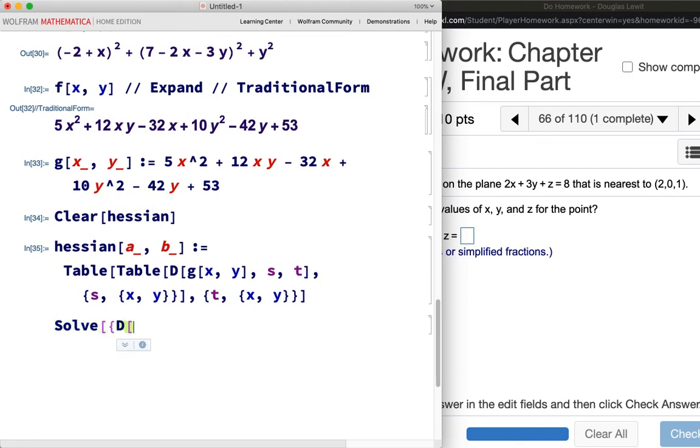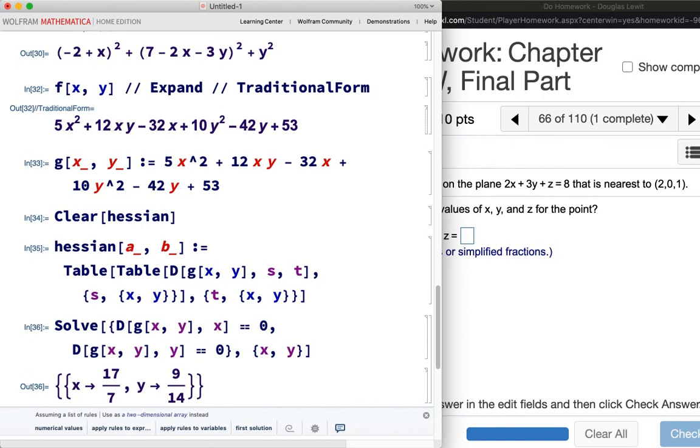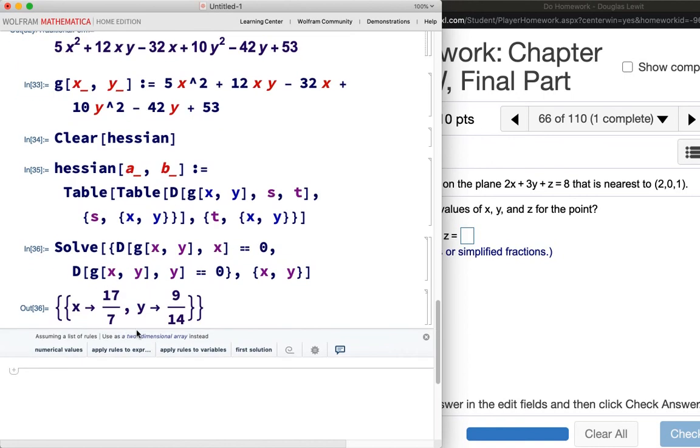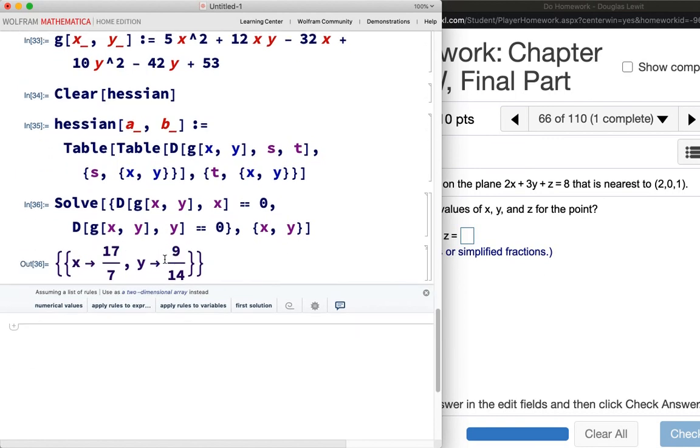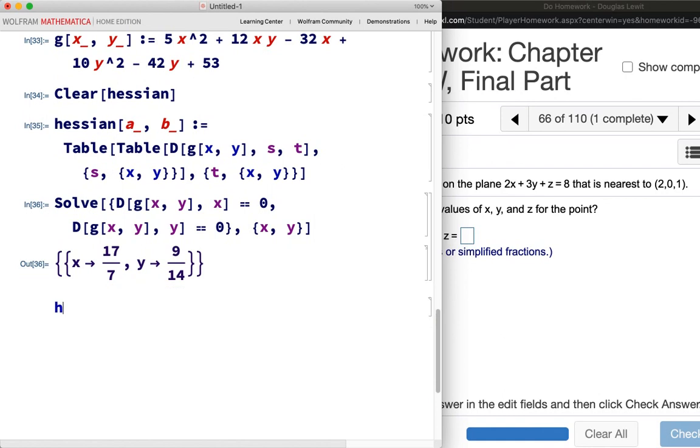So we're going to have the derivative of g of x and y with respect to x equal to 0, and the derivative of g of x and y with respect to y equal to 0. And I'm looking for x and y. Okay, there's only one possible point, so this has to be the answer. So we probably don't really need the Hessian matrix, but let's use it anyway just to see what the matrix looks like.